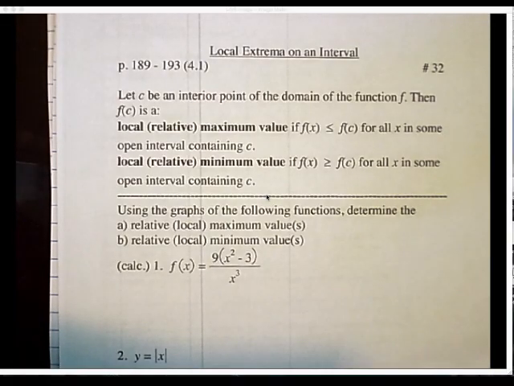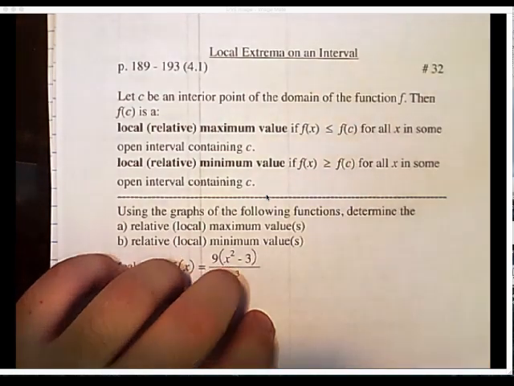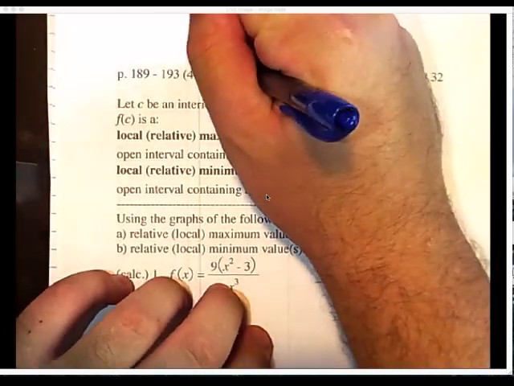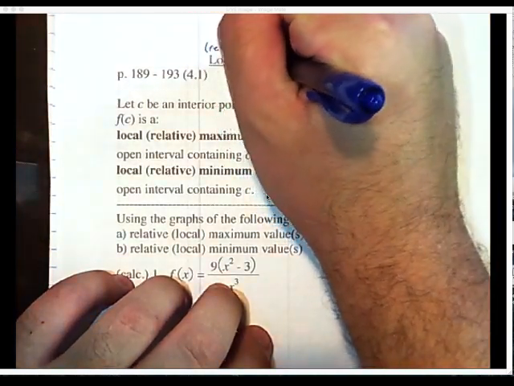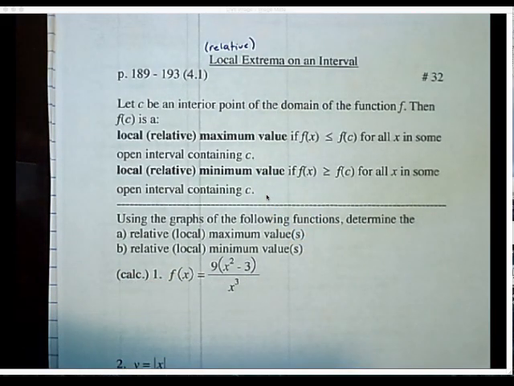This is note card 32. Now we're kind of talking about local extrema on an interval. And another word for local extrema is the word relative extrema. All right. So let's see what the note card says.